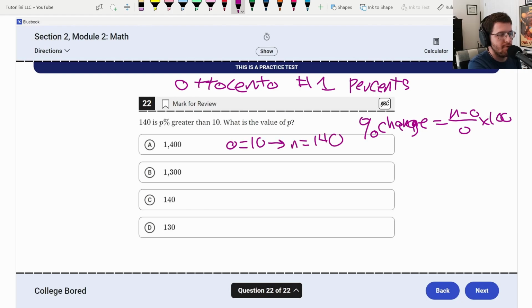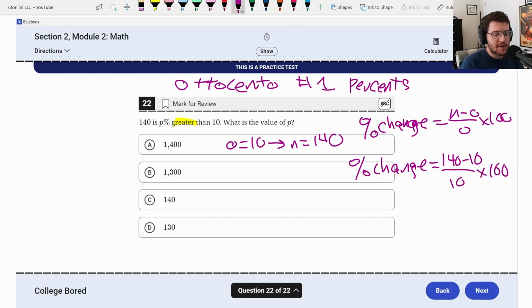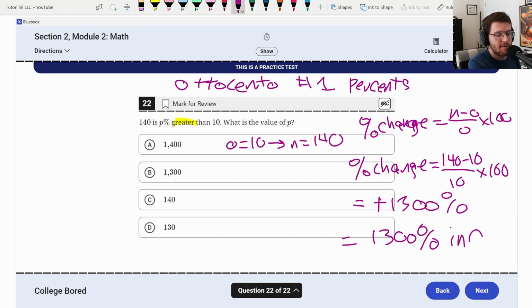So you see, as we go from old to new, it gets greater because that's what the question says, right? So I'm going to do the percent change equals 140 minus 10 over 10 times 100. And that should give us 130 over 10, so it's 13 times 100. So that is a positive 1300%, which is a 1300% increase, which is what the question wanted us to get because it says percent greater. And that gives us answer choice B.